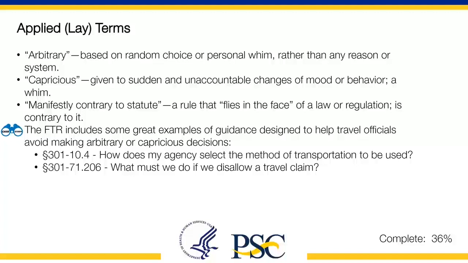The FTR includes some great examples of guidance designed to help travel officials avoid making arbitrary or capricious decisions. Section 301-10.4, How does my agency select the method of transportation to be used? Section 301-71.206, What must we do if we disallow a travel claim?